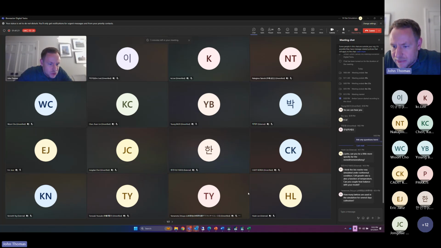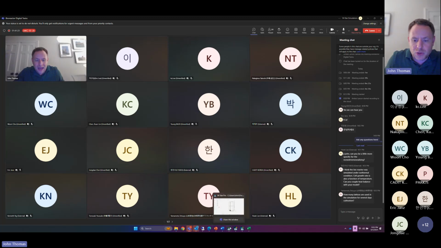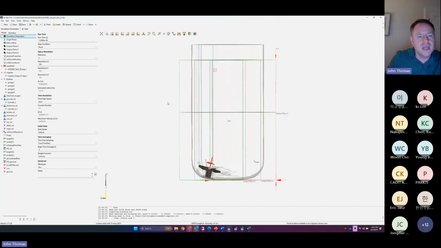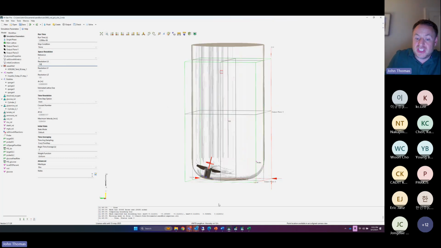How many lattices are used in simulation for several days of cultivation? Yes, a great question. In this particular simulation, which I modeled for several days, this had about 5.6 million. Admittedly, I'm skinny on resolution at 150. Maybe I'd want to go to 180 to get a better description of EDR, but I'm really trying to keep my lattice size small to run quickly. But 5 million is still pretty good.